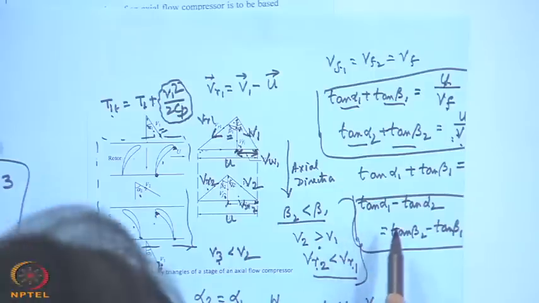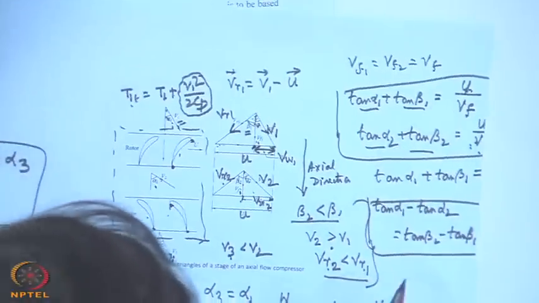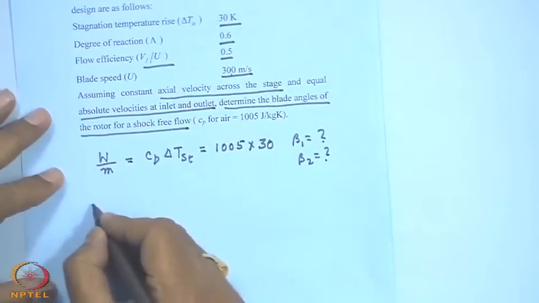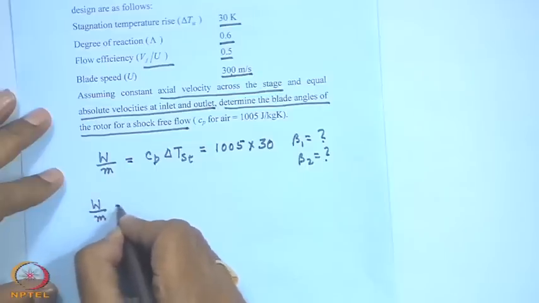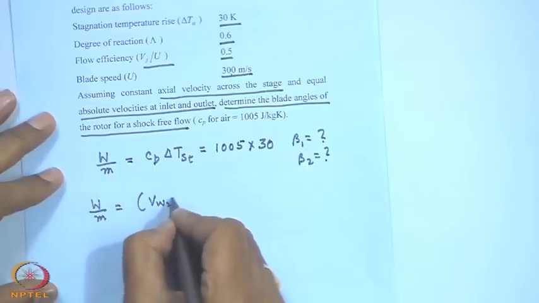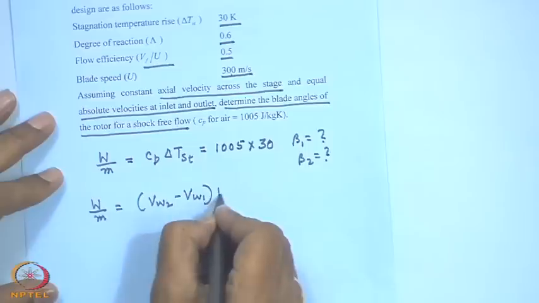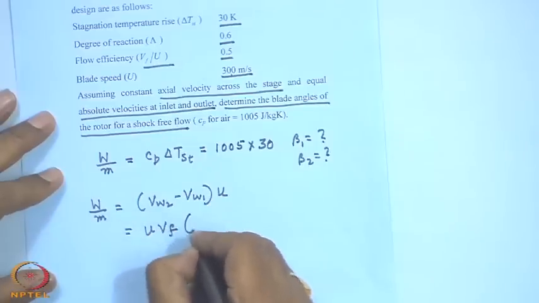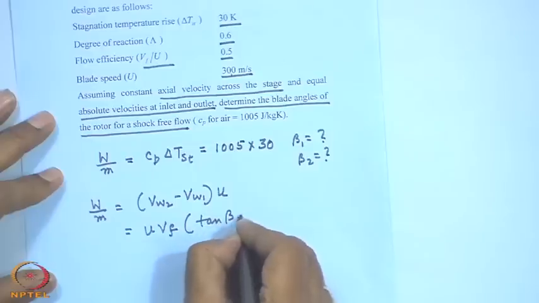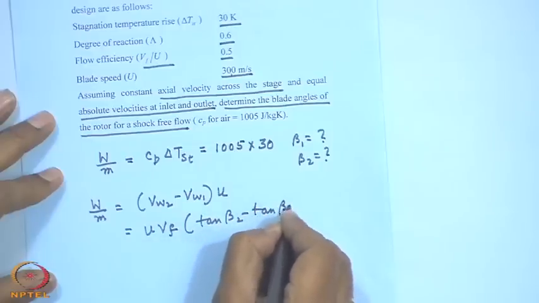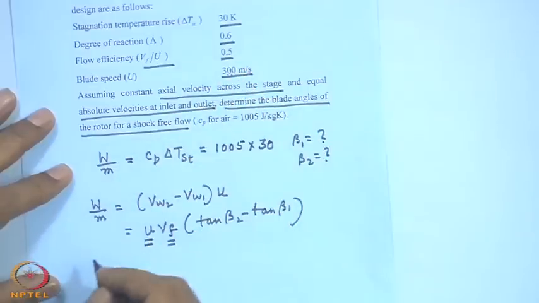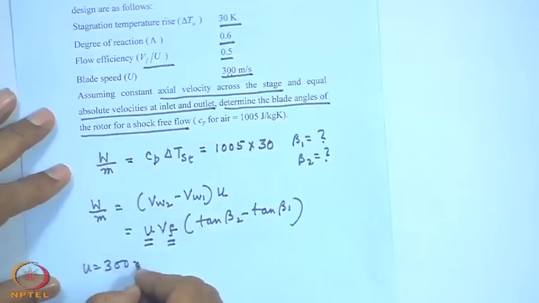Where do you get that formula? It was done earlier. If you remember, W by m is (Vw2 minus Vw1) into U, and that becomes equal to U into Vf into (tan beta 2 minus tan beta 1). Now, we know U, we know Vf. U is 300 meter per second.